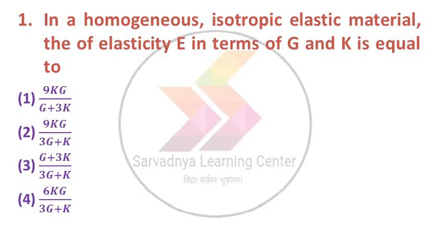Without wasting time, we are starting question 1. In a homogeneous isotropic elastic material, the elasticity E in terms of G and K is equal to: option 1, 9KG upon G plus 3K; option 2, 9KG upon 3G plus K; option 3, G plus 3K upon 3G plus K; option 4, 6KG upon 3G plus K. The correct answer is option number 1, 9KG upon G plus 3K.